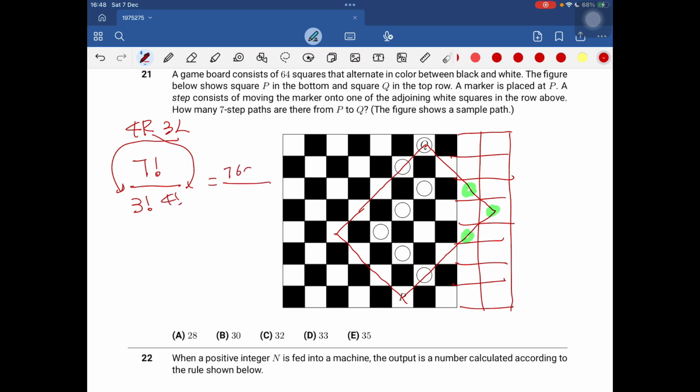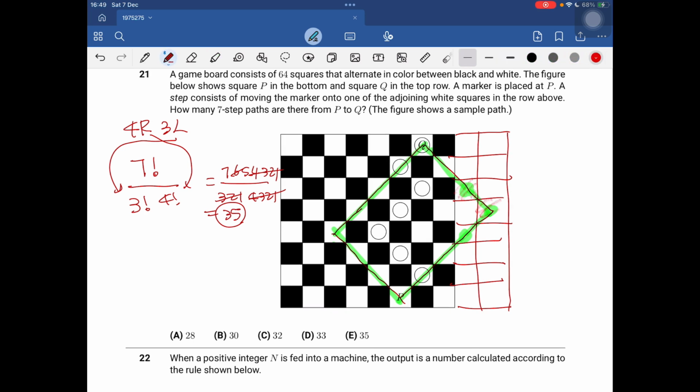So 7 factorial over 3 factorial 4 factorial. So let's canceling them out and we have 35. So all these cases, we have 35 different ways to reach from P to Q, but still we also consider to landing here too.